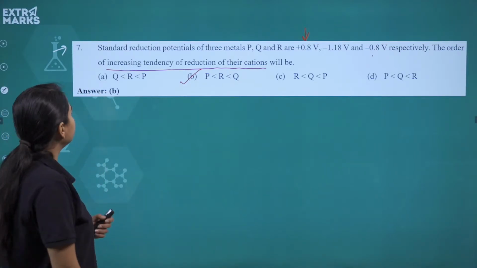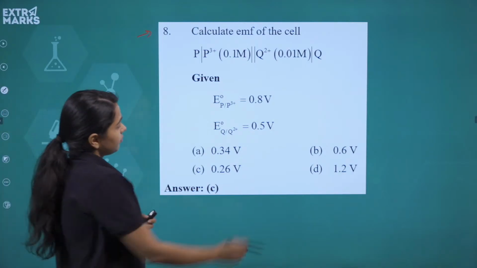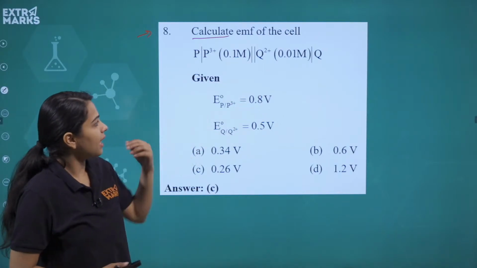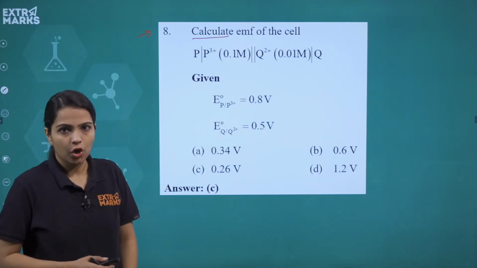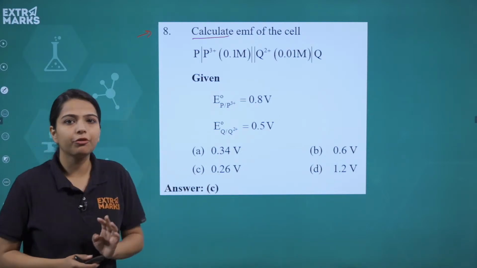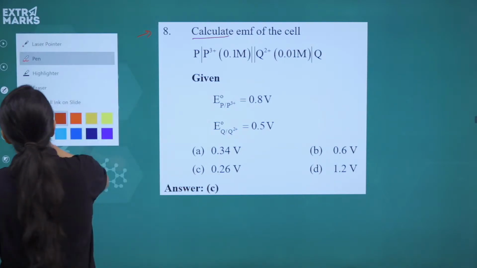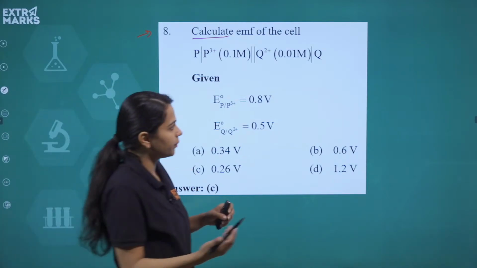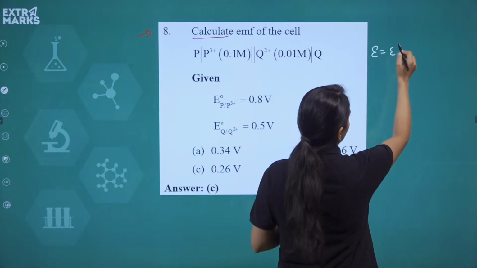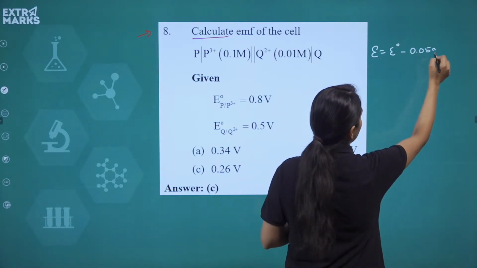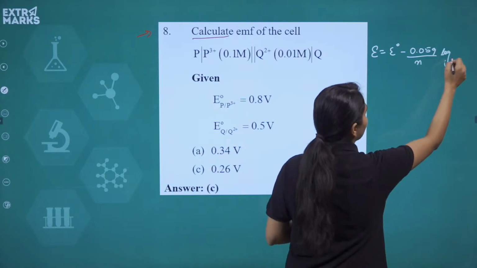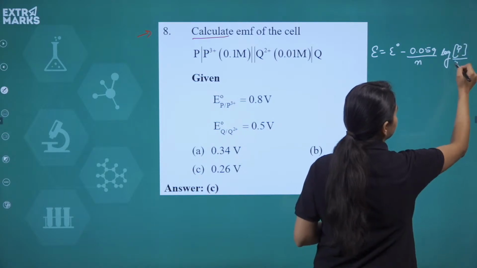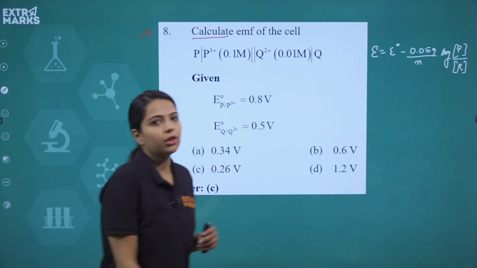Next question, number 8. Calculate the EMF of the cell. So we are over here given this equation. We have to calculate the EMF of the cell. Alright, so if I want to find out the EMF of the cell in this case, how am I going to do that? Simple question over here, you just have to apply the Nernst equation. How do you apply the Nernst equation? Nernst equation is E is equal to E naught minus 0.059 upon n log of concentration of products divided by the concentration of reactants. Right, so for that you need to find out the value of E naught as well.